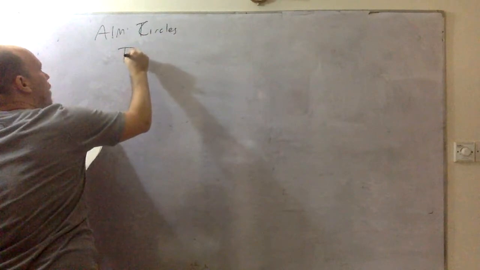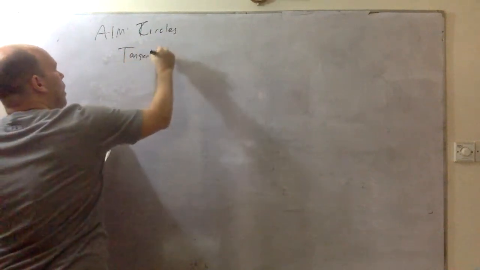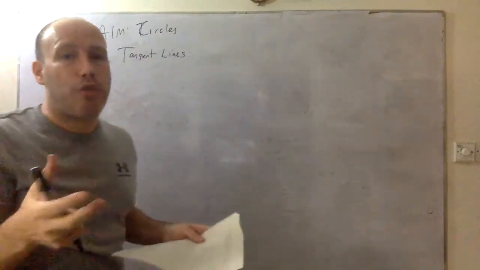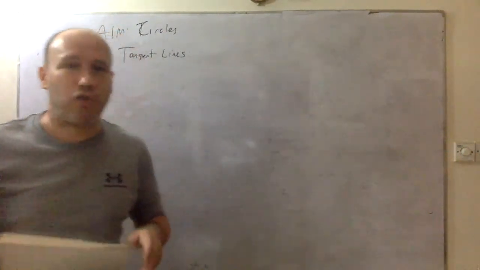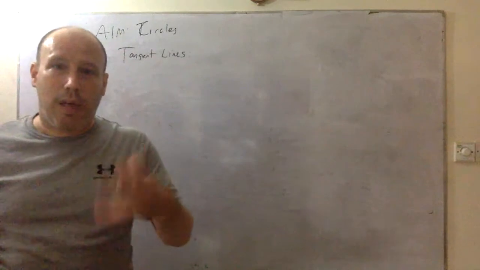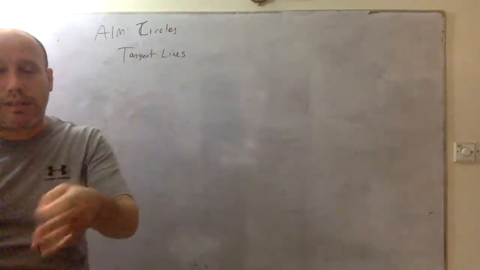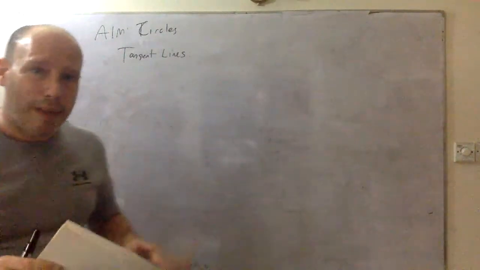The first thing is tangent lines. Now, we've used the word tangent. Once again, I'm assuming that you have a basic lesson on circles. A circle is a set of points equidistant from a center. There's a radius, circumference, diameter, area, all that stuff.